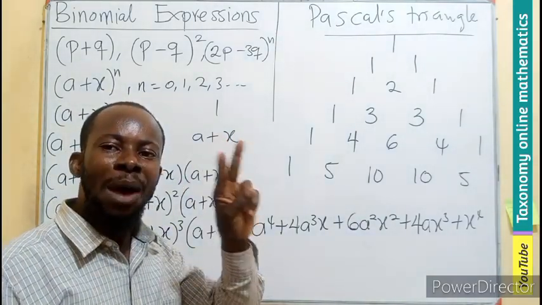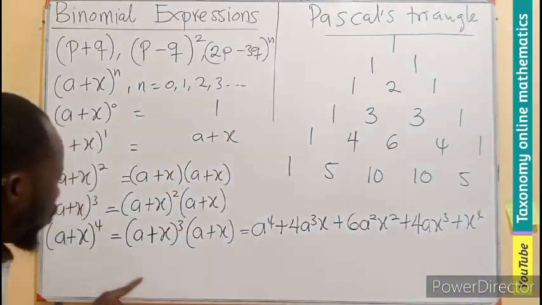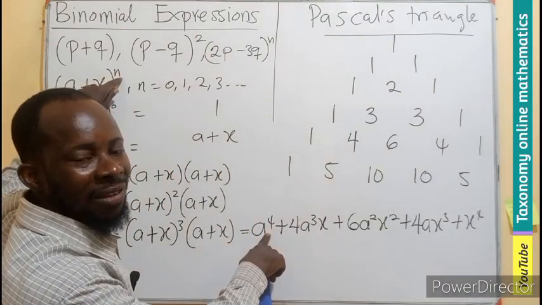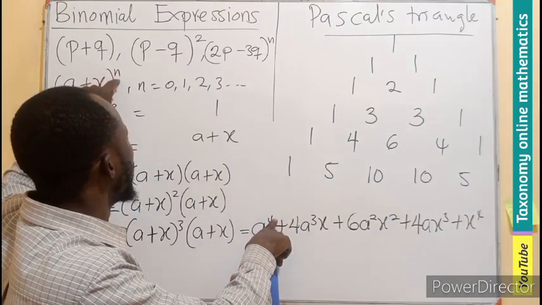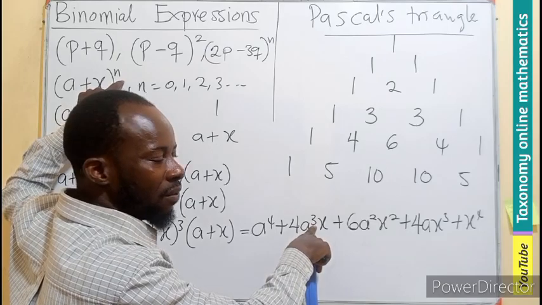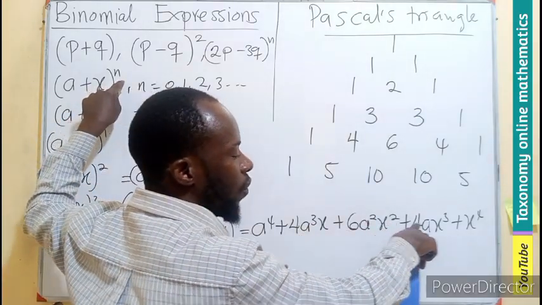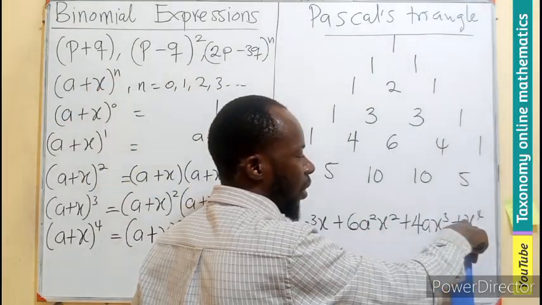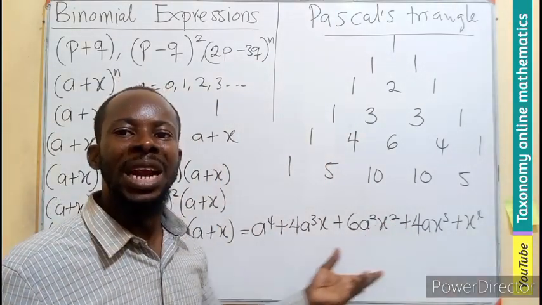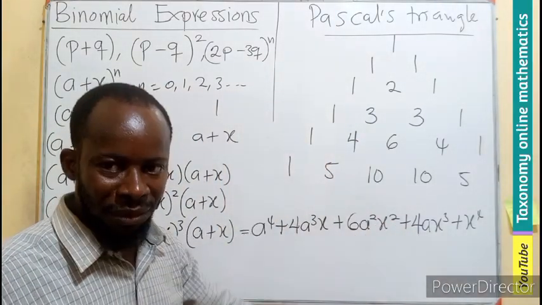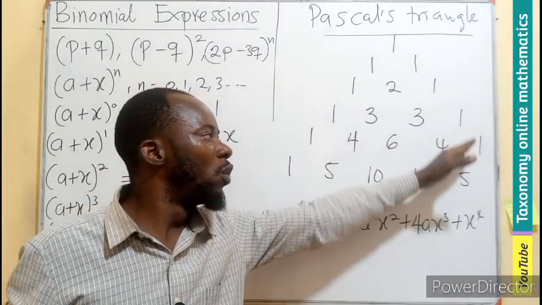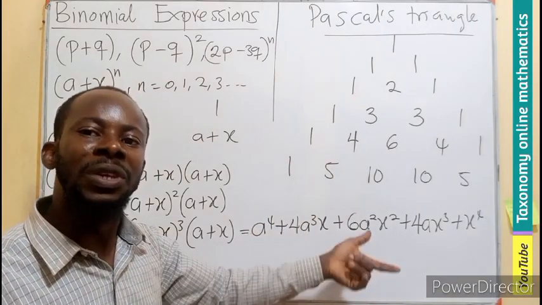Alright. The next pattern to also see is that at any point, the sum of the powers is equal to n. So here is x to the power 0. 0 plus 4 will give us 4. This is power 1. 1 plus 3, 4. 2 plus 2, 4. 1 plus 3, 4. 0 plus 4, 4. So you can be able to generate the terms of any binomial expression if you know the Pascal triangle, which is the coefficient.